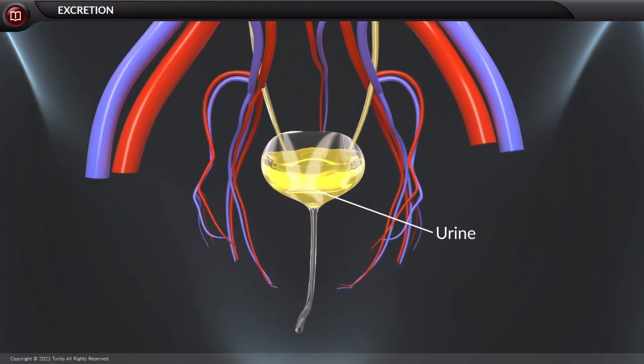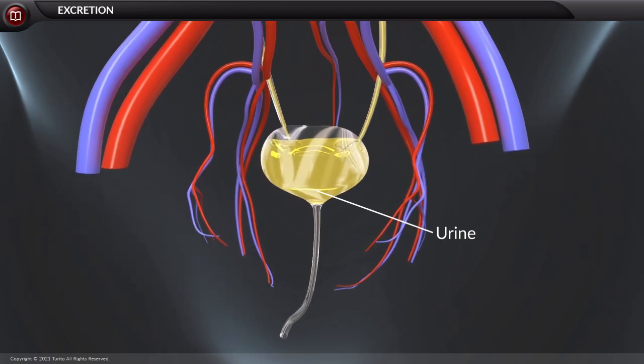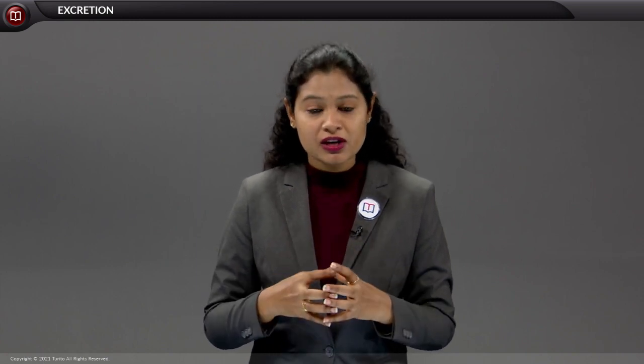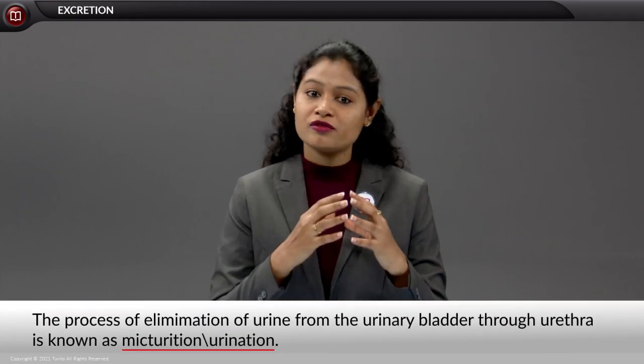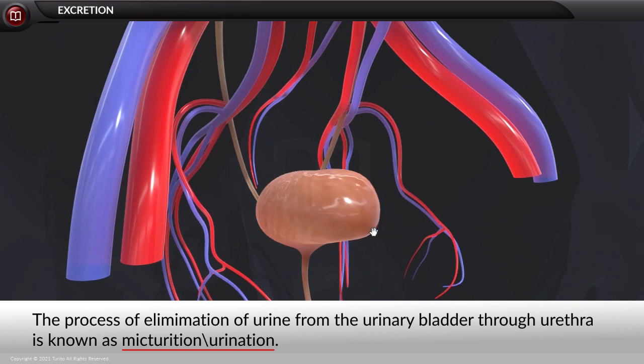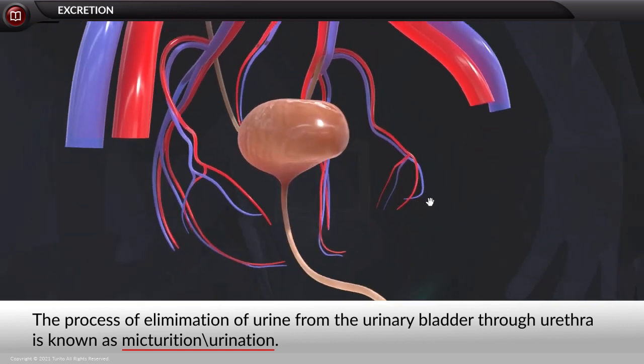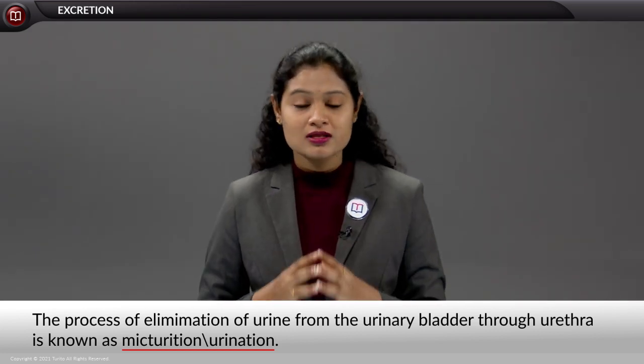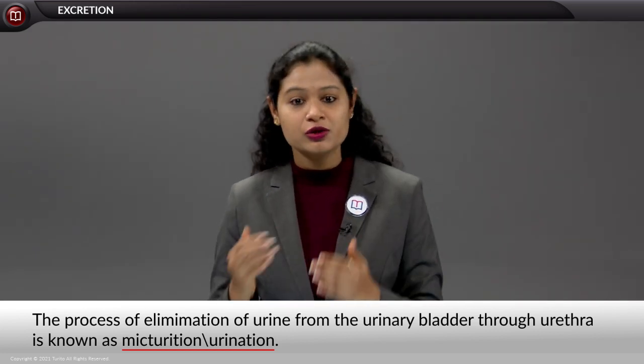And this urine is collected through the ureters into the urinary bladder. Now once there is filling of the urinary bladder, a person will experience the urge to eliminate this urine. So there is a reflex sent to the brain, because of which there is contraction of the urinary bladder, and hence there is elimination of the urine from the urinary bladder through the urethra, where there is an opening called the urethral orifice. Now this process is called micturition or urination.